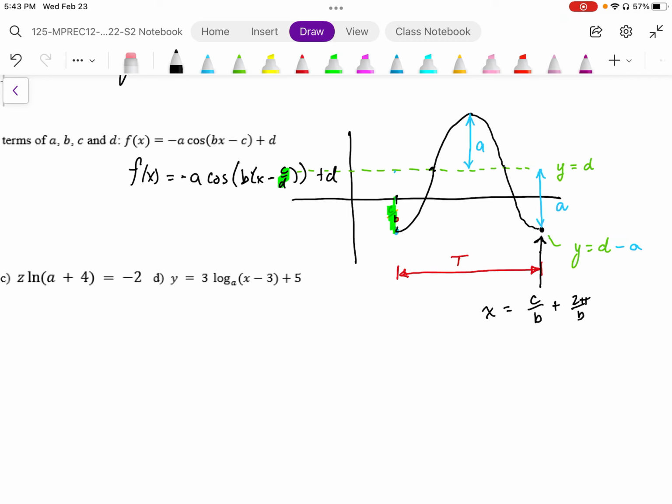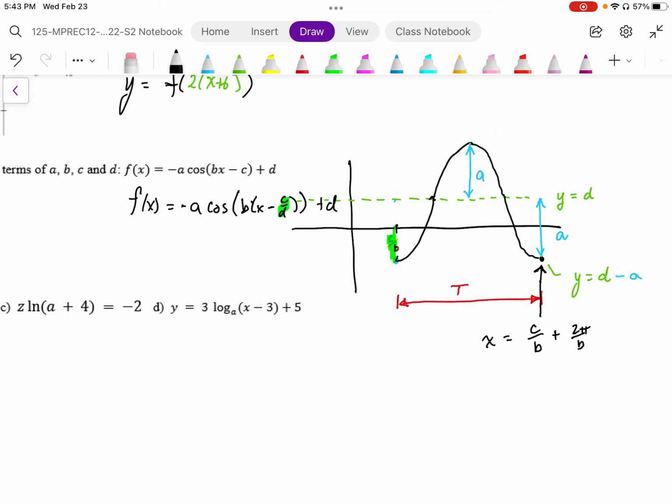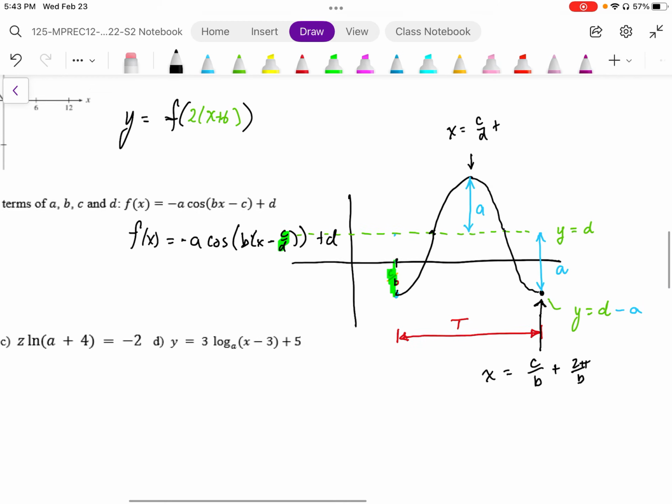Okay, and we can also find the x coordinate at the max point. Instead of going the whole period, we just start at c over b, and then we're going to add only half a period. Well, that's going to be, instead of 2 pi over b, just pi over b, and that will give me the x coordinate at that point.